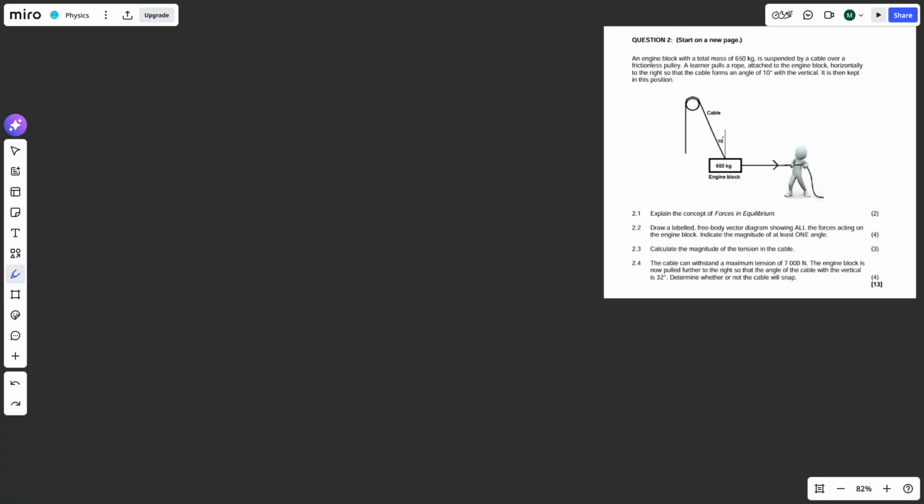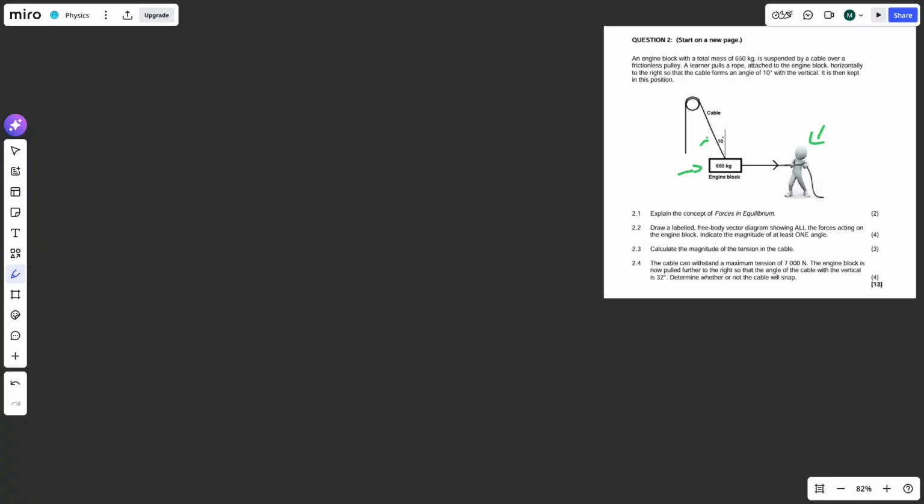In today's video, we'll be looking at a bit of mechanics. So we are given an engine block right here, which has a total mass of 650 kilograms, and it is suspended by a cable over a frictionless pulley. We've got a learner here on the right. They are pulling a rope, which is attached to the engine block in a horizontal direction towards the right, so that the cable forms an angle of 10 degrees with the vertical. It is then kept in this position.